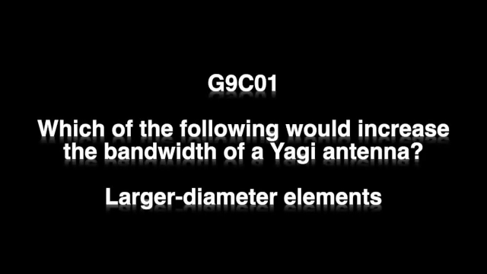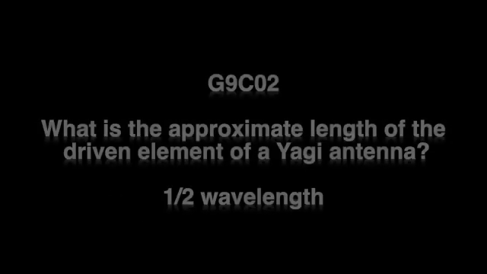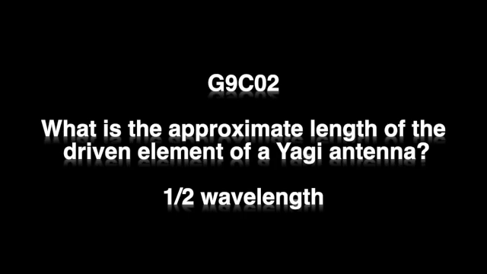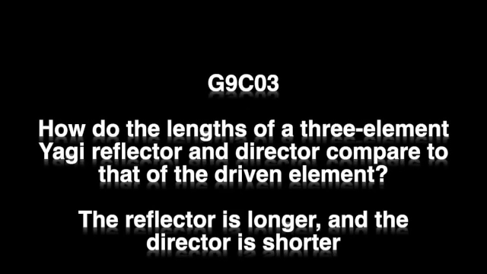G9C01. Which of the following would increase the bandwidth of a Yagi antenna? Larger diameter elements. G9C02. What is the approximate length of the driven element of a Yagi antenna? 1/2 wavelength. G9C03. How do the lengths of a 3-element Yagi reflector and director compare to that of the driven element? The reflector is longer, and the director is shorter.